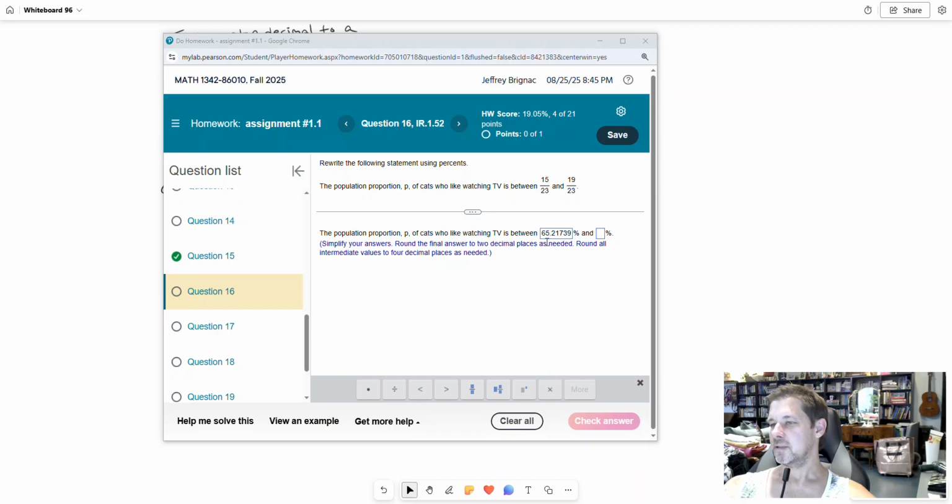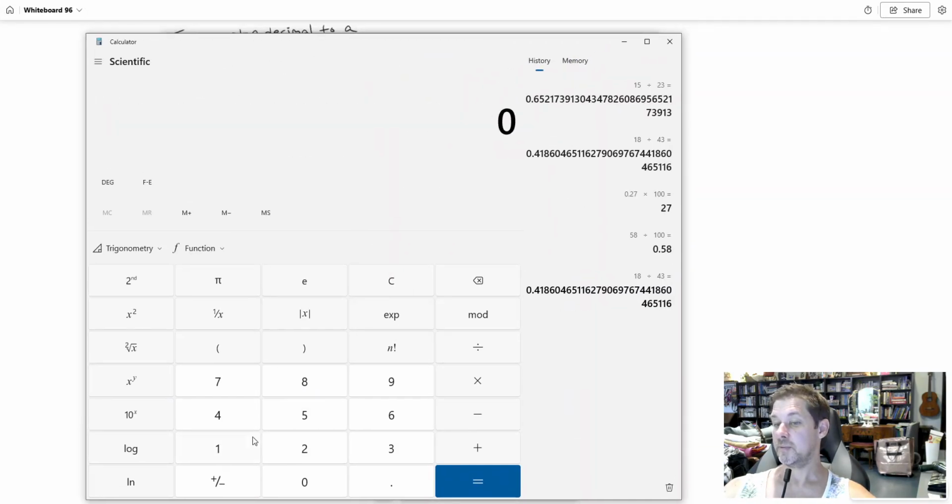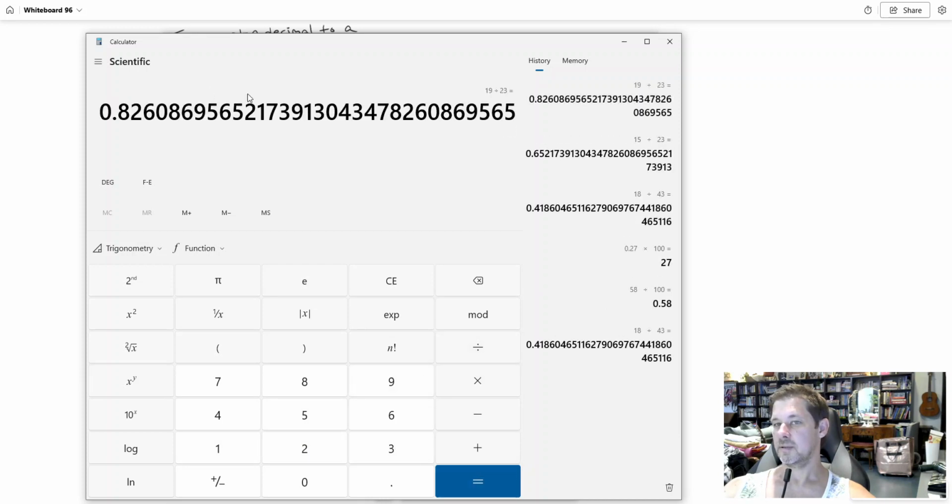Well, 65.21739% to 2 decimal places is 65.22%, right? Okay, that's rounding that number I got, doing all the work, to 2 decimal places. What about 19 over 23? What's that as a percentage? Okay, well, we'll find out this way. We'll take 19, we'll divide by 23. I get this number.